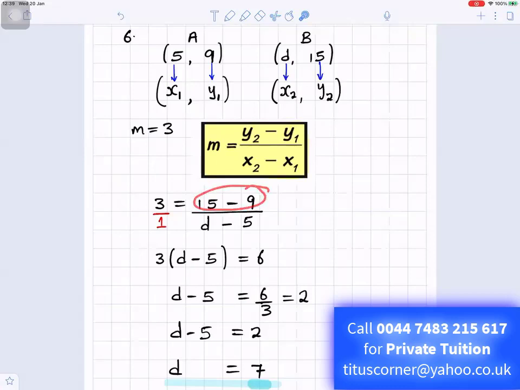15 take away 9 is 6. So we can cross multiply: 3 times D minus 5 is equal to 1 times 6, which is 6. It's times 3. If we take it to the right side, it becomes divided by 3. So 6 divided by 3 is 2. So D minus 5 is 2. It's minus 5. You take it to the right, it becomes plus 5. So D is equal to 2 plus 5, which is 7. So D is 7.